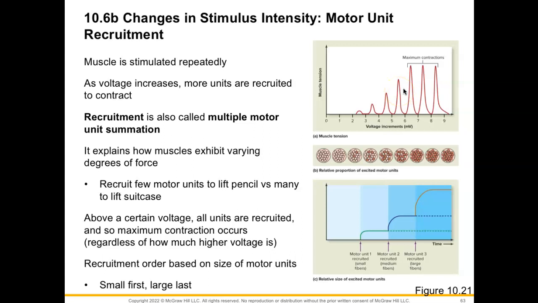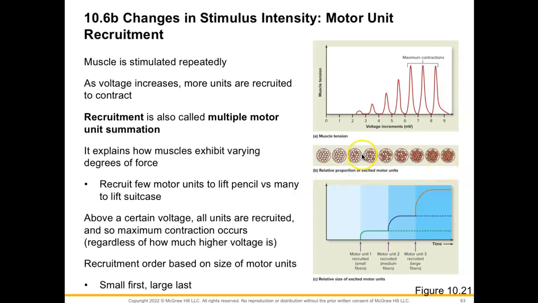So recruitment is also called multiple motor unit summation. It's explaining how our muscles exhibit varying degrees of force. And I really like this photo down here that shows you over here we have no muscle fibers being recruited. Same thing here at the number 1. At the number 2, we start to recruit a little bit. And as we're increasing voltage, we start to get more motor units recruited until we have reached our maximum contraction. We have no more muscle fibers to contract or to recruit.